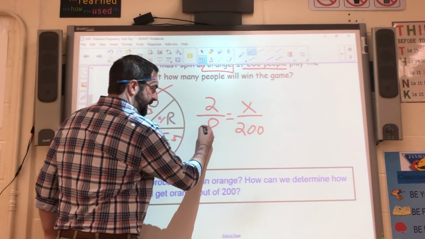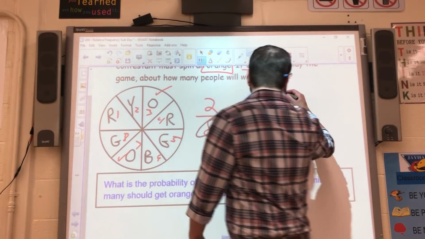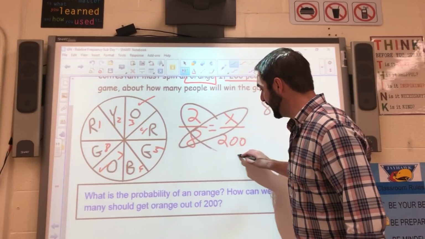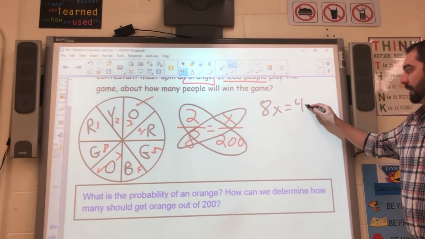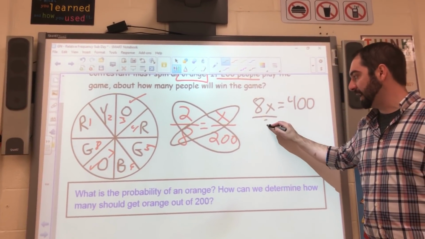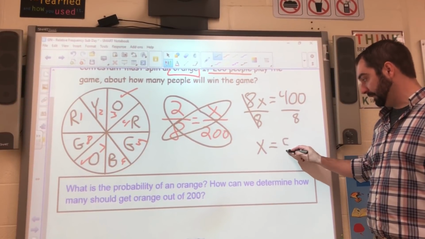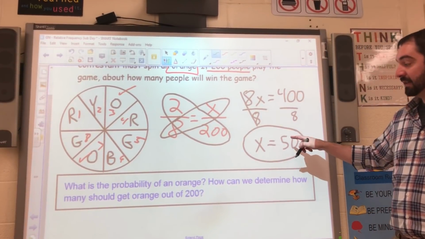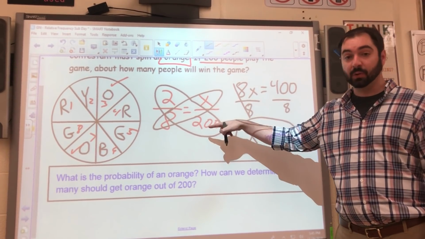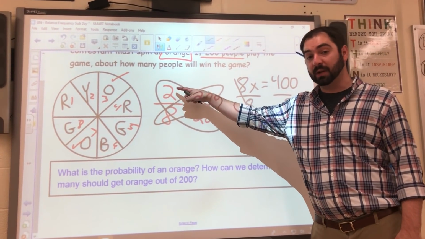So 8 times x gives me 8x. 2 times 200 is 400. Divide each side by our coefficient 8. x would have to equal 50. That means we could expect 50 winners out of 200 attempts, just like we could expect 2 winners out of 8 attempts.